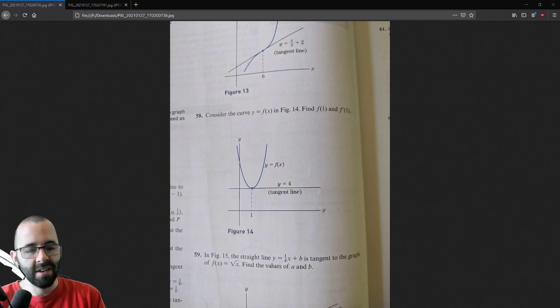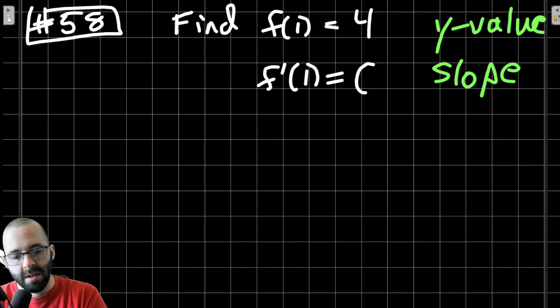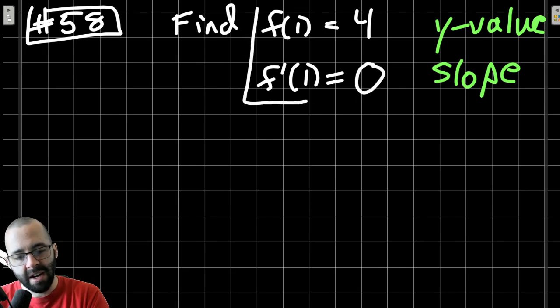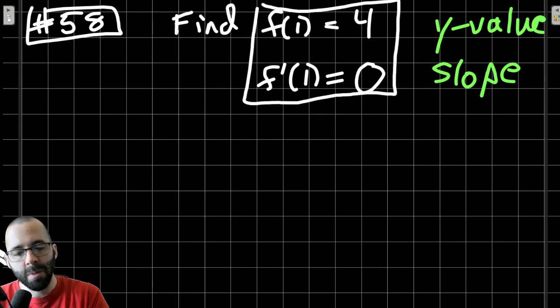Now what's the slope there? The slope of the graph is the slope of the tangent line. What's the slope of that line? Well, it's a flat line. There is no slope. The slope of the tangent line is 0. The function value is 4, but the slope is 0 right here.